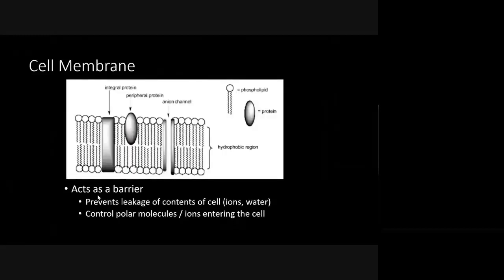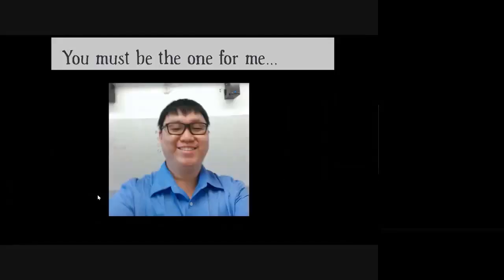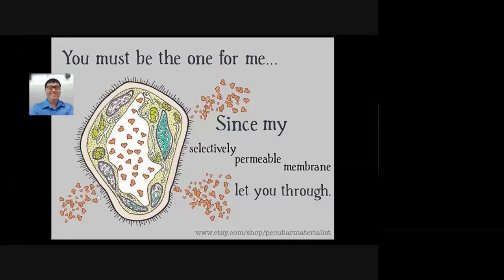So within the membrane, you have proteins, and these are the control system. Your membrane controls what goes in and out of your cell. This is called a selectively permeable membrane. So in order for someone to go into your cell, it must be someone that's for you. Since my selectively permeable membrane let you through, you are the one. Never mind.